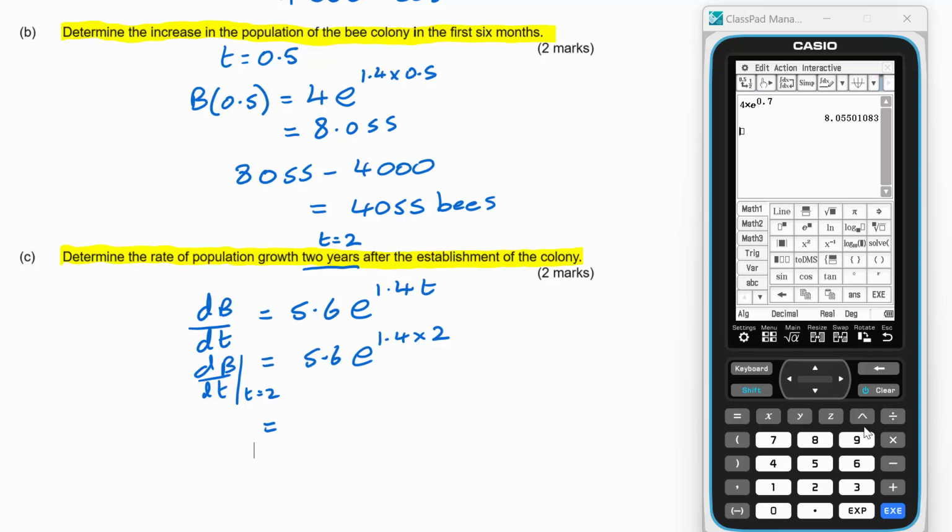So we have 5.6 times e to the 2.8, which is 92.09, which is, remember this is in thousands, 92,090 bees per year.